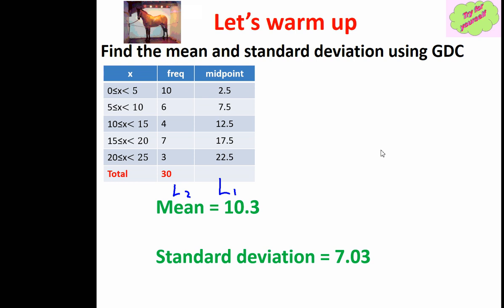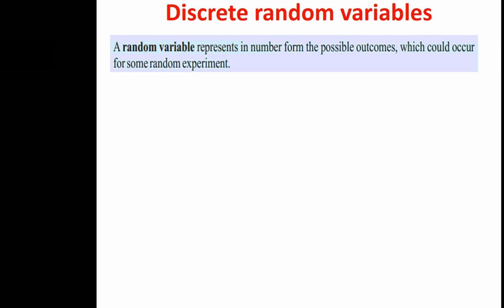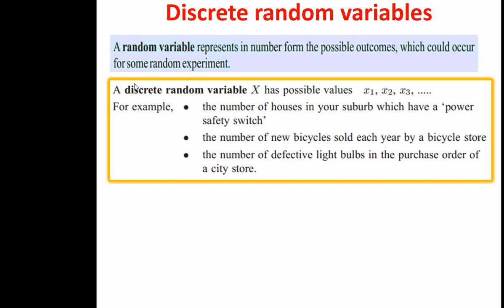So now moving on to the actual lesson, which is on random variables. So discrete random variables, what on earth are they? A random variable represents in number form the possible outcomes which could occur for some random experiment. So we're talking about probability here. A random variable is just a general term, whereas a discrete random variable has possible values. Because remember, discrete numbers take on particular values, like 1, 2, 3, 4, or so on. So it has possible values x1, x2, x3, and so on.